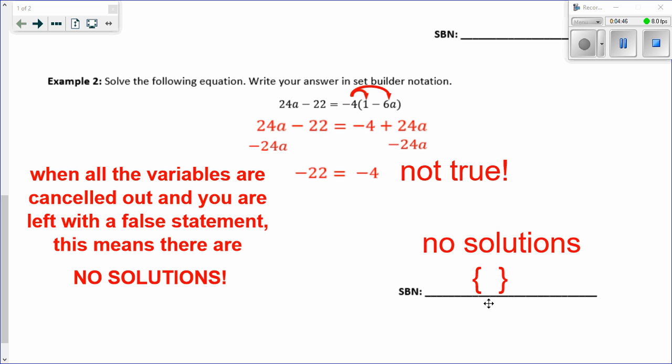No numbers, no variables, no lines, no equal signs, nothing. Just an empty set. And that's actually what we call it, an empty set. And that tells us there's no solutions. Okay?